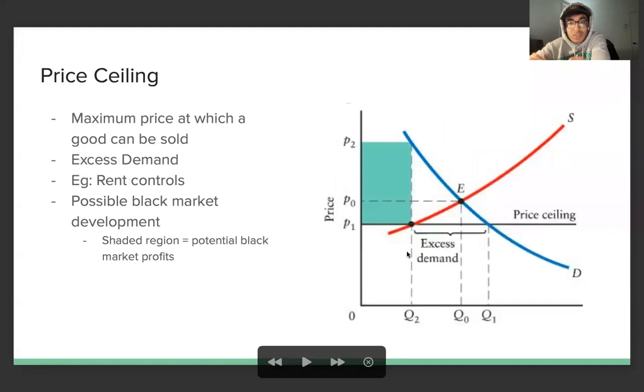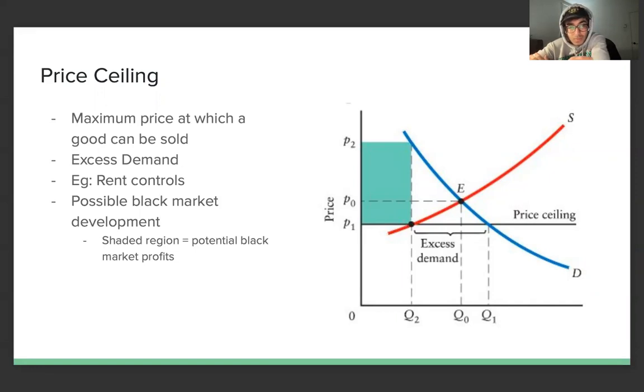And one of the examples of a price floor could be minimum wage. Okay, so price ceiling is the exact opposite. Think of it this way: it's a ceiling, so you can't go above that. So nothing can be sold above a certain price. For instance, rent control is a good example of a price ceiling. There are a lot more examples in the economy.